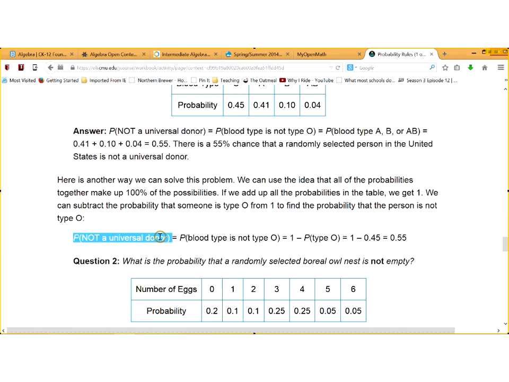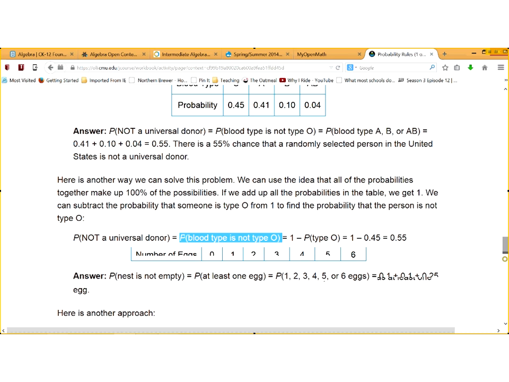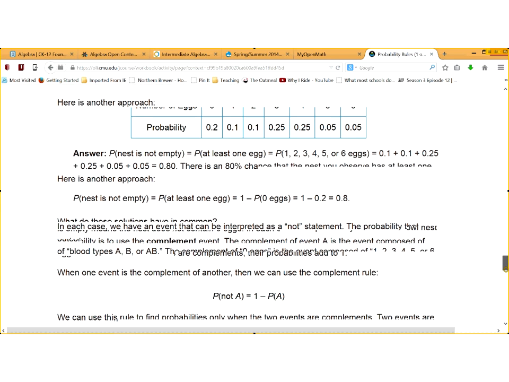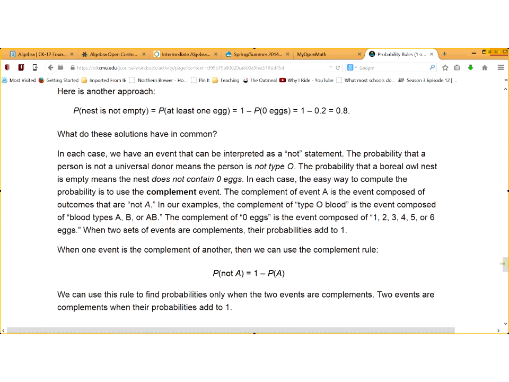But the probability that something doesn't happen, i.e. that someone's not a universal blood donor, that is, their blood type is not type O, is always 1 minus the probability that it is, because those two events make up everything that can happen, and they don't overlap. So sometimes we call those events complements. All right. And sometimes the complement is easier to calculate.